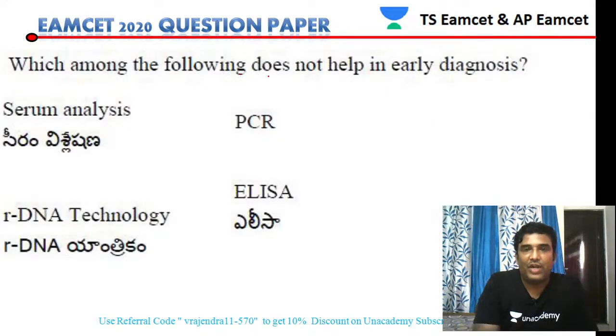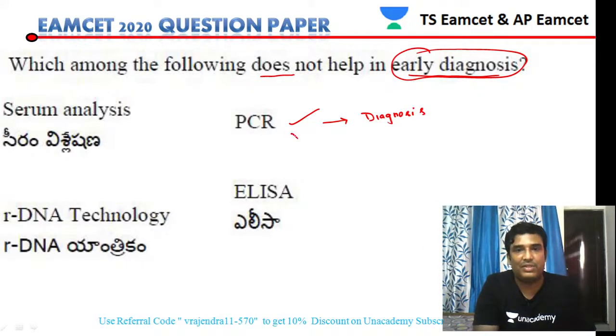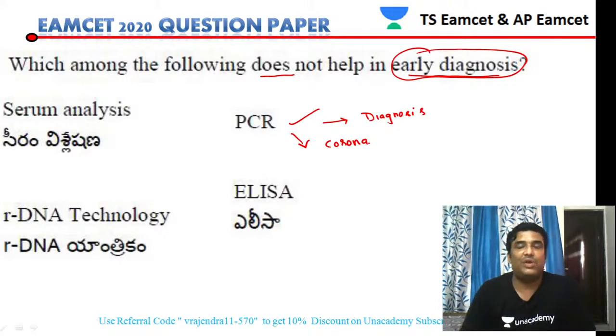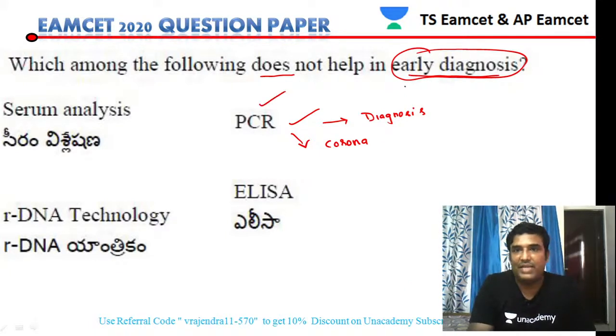Next. Which of the following does not help in early diagnosis? The question is about early diagnosis. PCR is used in diagnosis, no doubt. Nowadays we use PCR for diagnosis, especially for coronavirus. For a person infected with corona, apart from the normal test, the confirmation test is the PCR test. So PCR is a diagnostic test, not an early diagnostic.